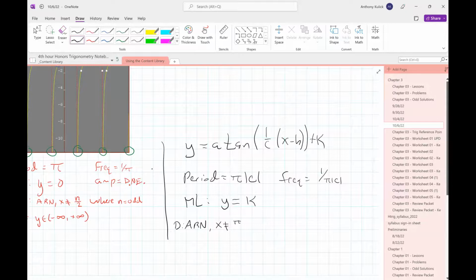So here's what I would do. I know that one of the asymptotes starts at pi over 2, right? I could shift that with my h so it could be in a new location. And then the next one, instead of occurring every pi units, would occur every pi over c units, and as many of those as I needed to.